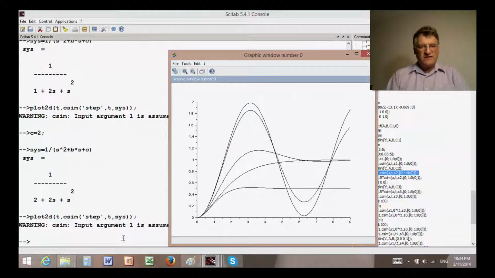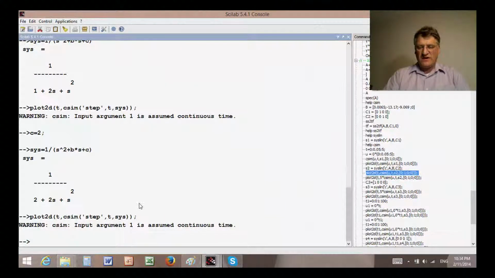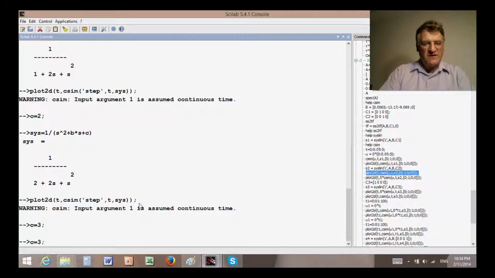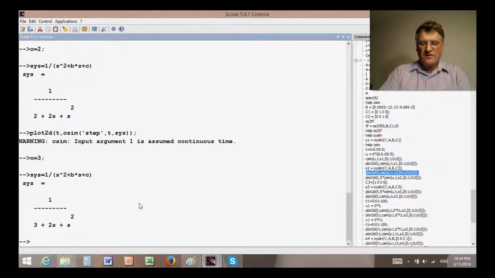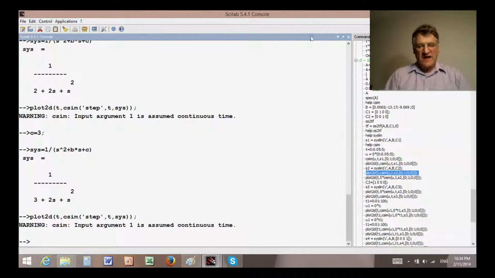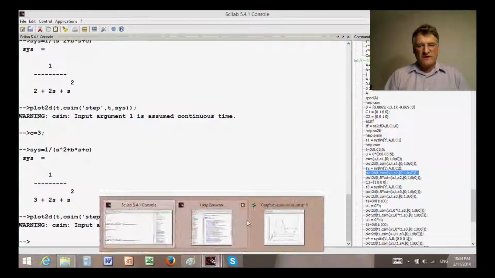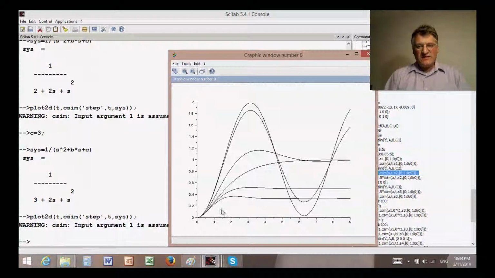Okay, if I increase C, what we will see is two things. Okay, first of all, that the oscillation goes faster, and second, that the steady state value goes down. Okay, so let's see that. Let me code the figure, and this is exactly what we see.